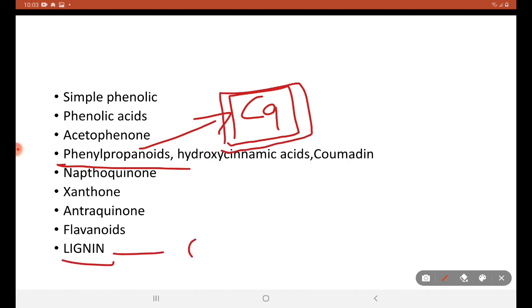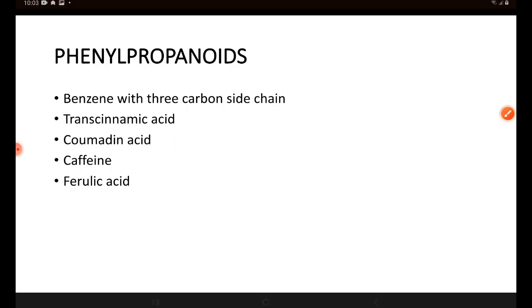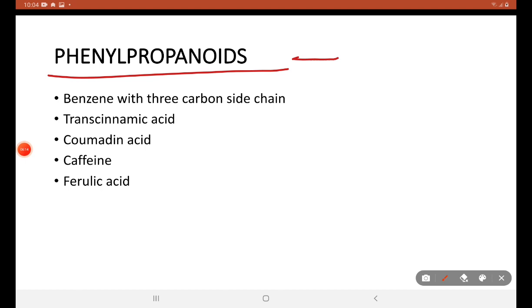Lignin 18 carbon atoms, flavonoid 15 carbon atoms, anthraquinone 14 carbon atoms. Okay, so phenyl propanoid is 9 carbon atom.